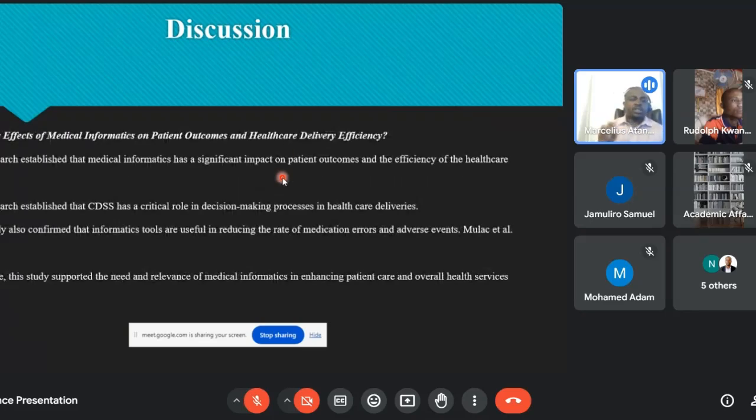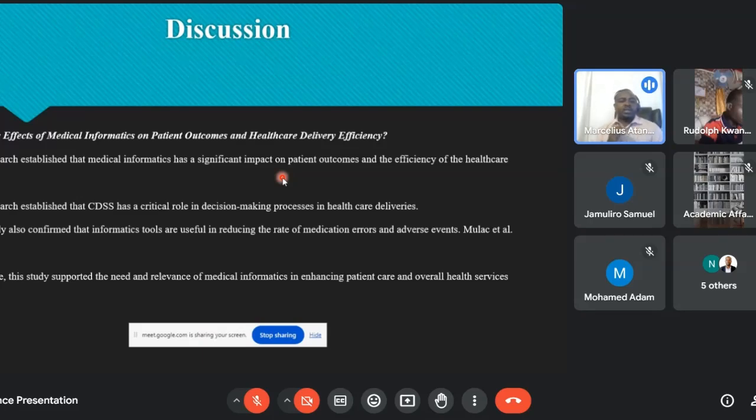For the next question, what are the effects of medical informatics on patient outcomes and healthcare delivery? The research established that medical informatics has a significant impact on patients' outcomes and the efficiency of the healthcare system. This research also established that the clinical decision support system has a critical role in the decision-making process in healthcare delivery, as we discussed earlier.